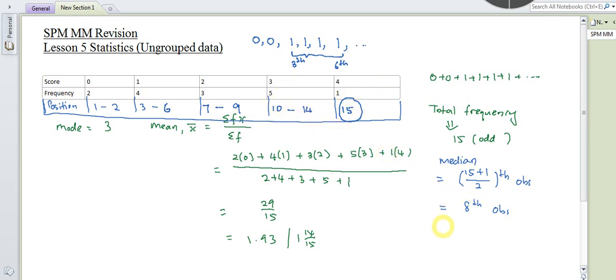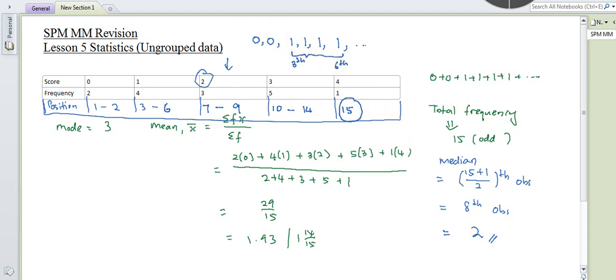Now we can determine the median. The median is data number 8. It's over here, right? So the median is not 3. 3 is the frequency. We cannot take the frequency as the answer for the median. So the median is 2.